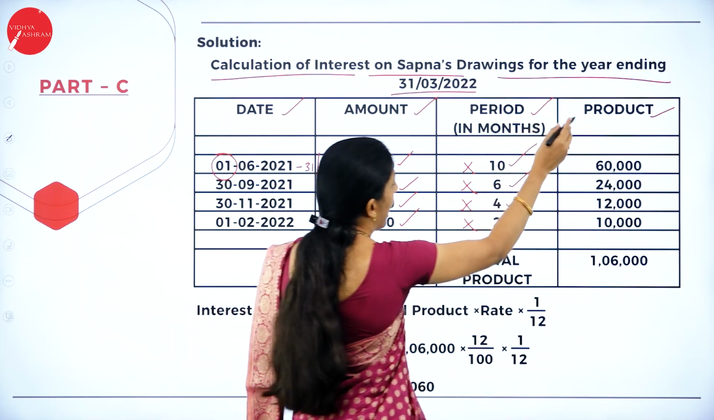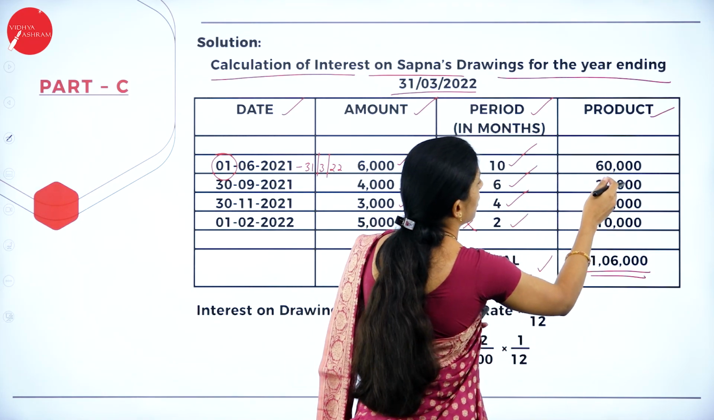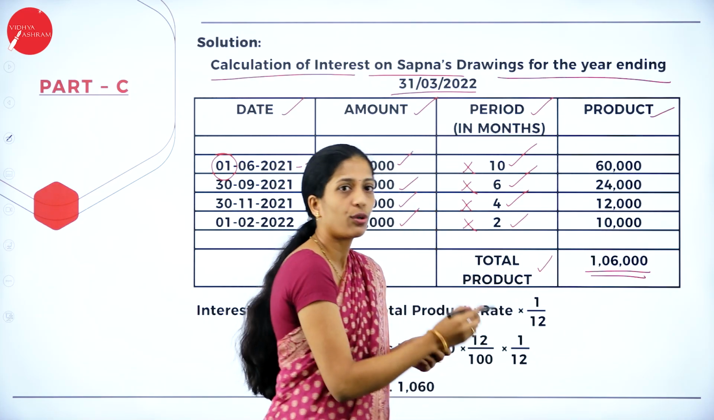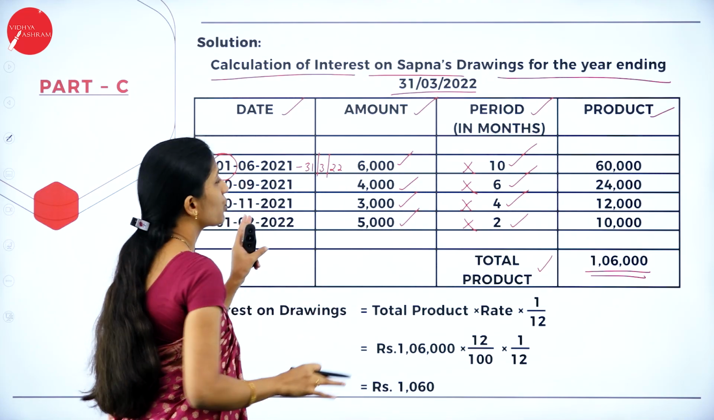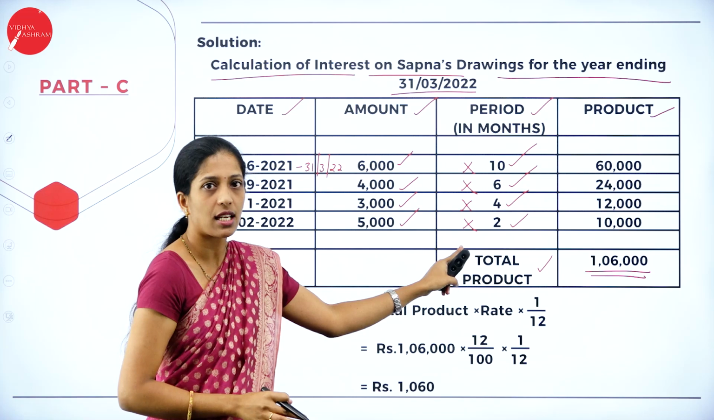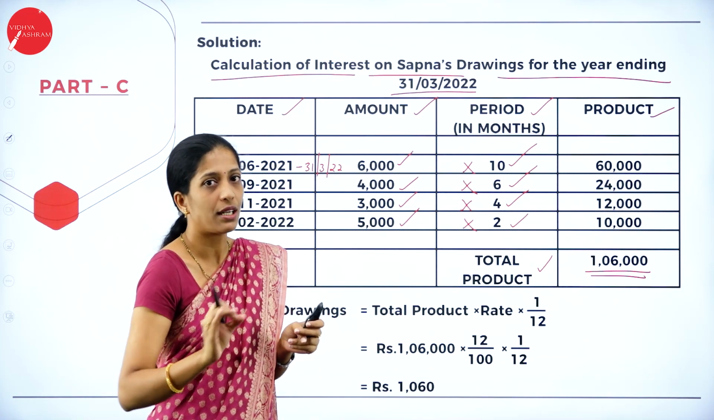Then, if you add all the amount, you will get total product. So, if you add 60,000 plus 24,000 plus 12,000 plus 10,000, you got 1,06,000. So, this will be the table. So, what are the contents required? Date, amount, periods in month, product. Where you add all the product, you will get total product.